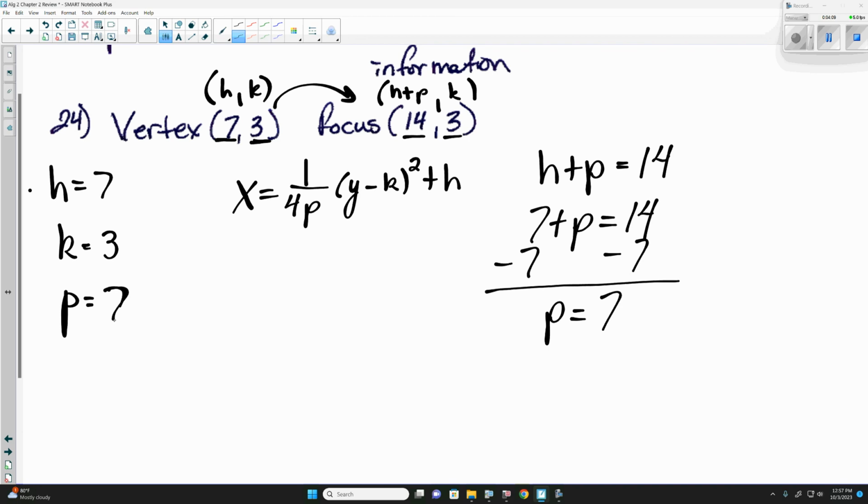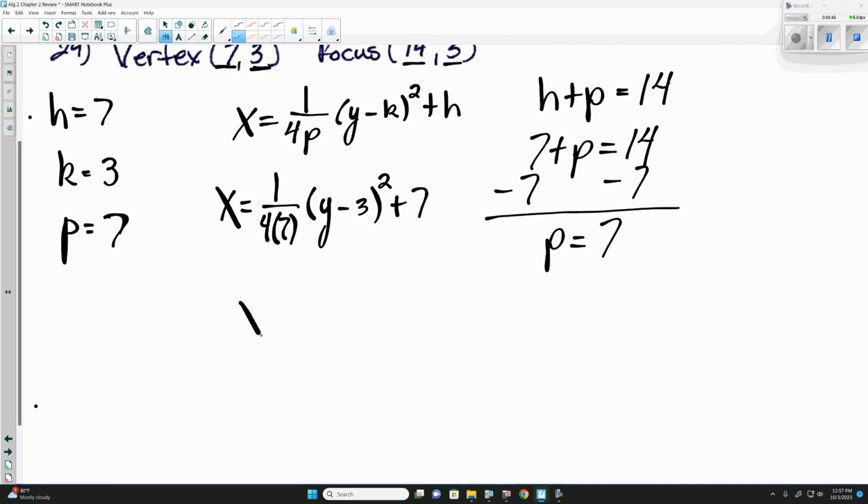But number 24. Questions on how we found h, k, or p, or the general form? Now at this point here, we can plug it in. Do be paying attention when you plug it in to plug in the h and k in the correct spots. Because for this one here, k is inside the parentheses, h is outside.